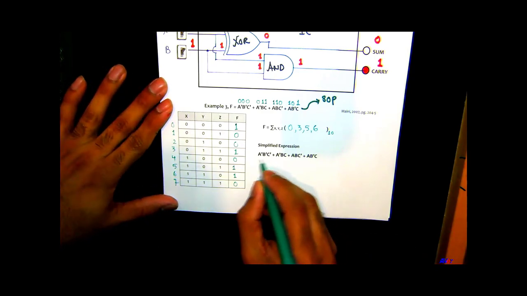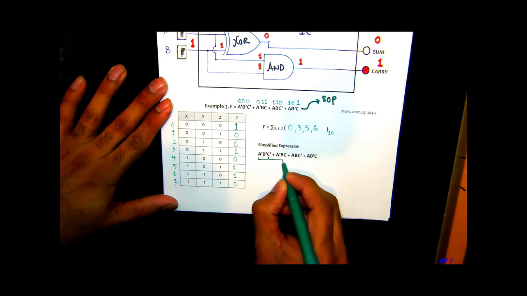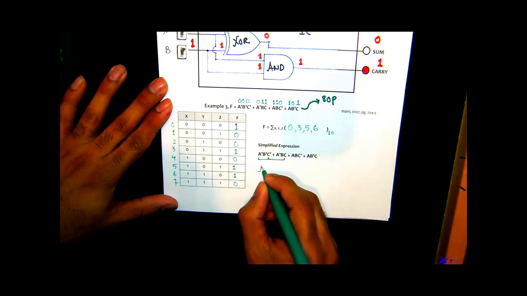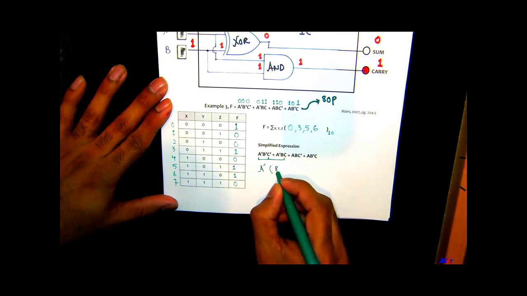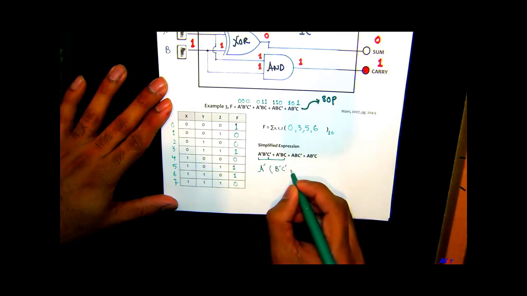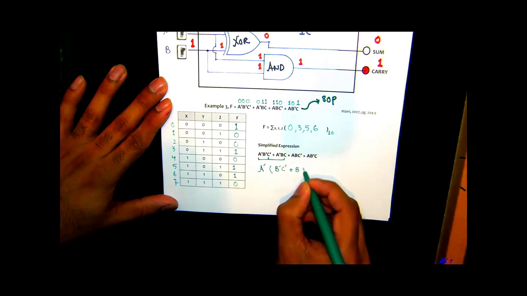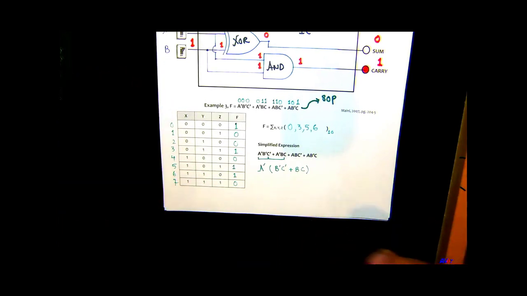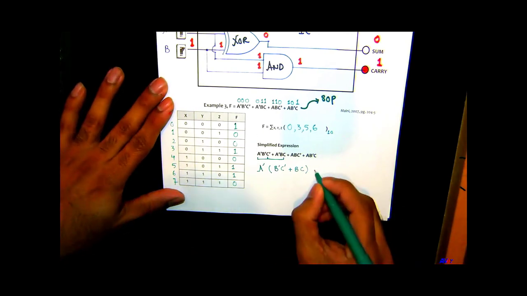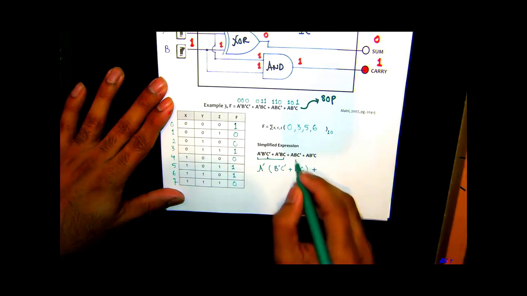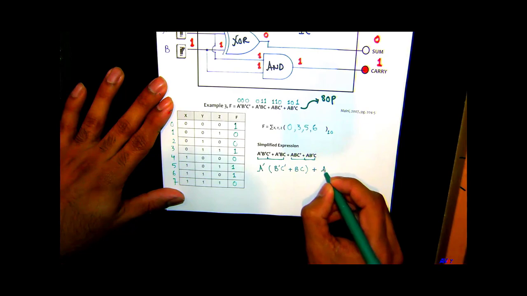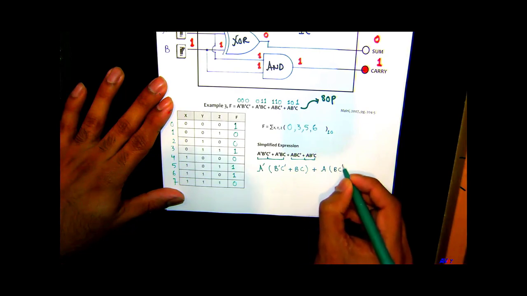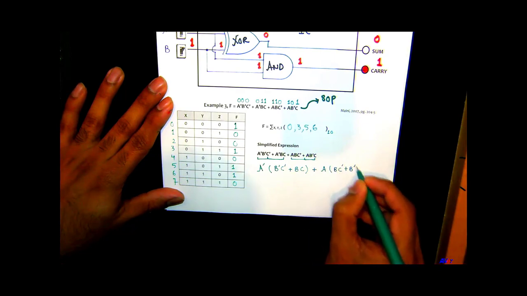Now that we have the expression, we would like to simplify it. Here I can take a bar common, and then this would be b bar c bar plus bc. I know some students are not comfortable with using complement. If you want to use a bar, you can also do that. And between these two terms, I'm going to take a common, so a here, and then I get bc bar plus b bar c.